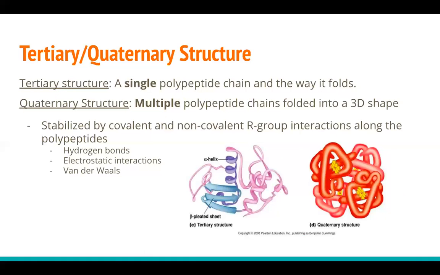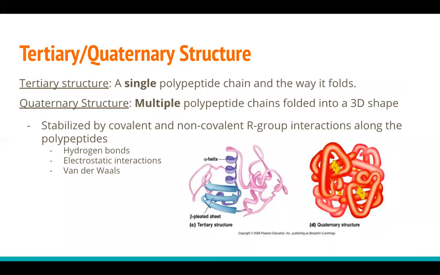For both of these structures, what they have in common is that they have the same bonds that hold them together. They're stabilized by covalent and non-covalent bonds. The types of bonds or R group interactions that occur are van der Waals, hydrogen bonds, and electrostatic interactions, which is also called ionic bonds. And some of them can have disulfide bridges too.